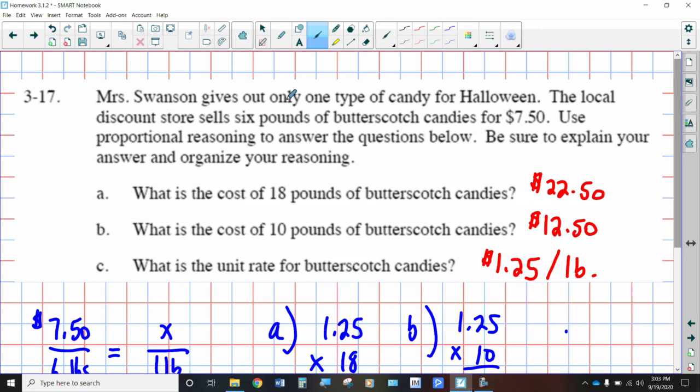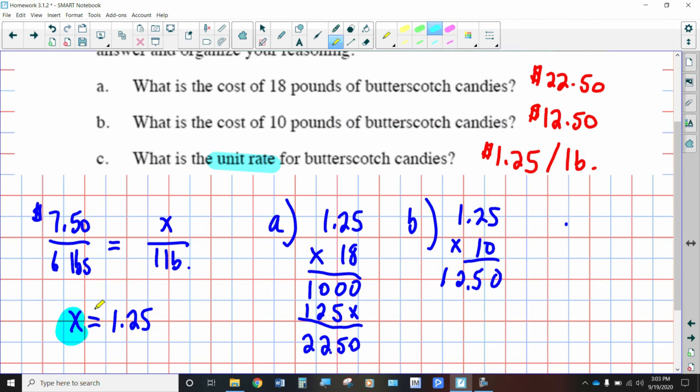And then our final problem is a unit rate proportional reasoning type of problem. Ms. Swanson gives out only one type of candy for Halloween. The local discount store sells 6 pounds of butterscotch candies for $7.50. Use proportional reasoning to solve these problems. All right, so I would generally find the unit rate first. So if it's 6 pounds for $7.50, the price per pound is going to be $7.50 divided by 6. So that is this part right here.